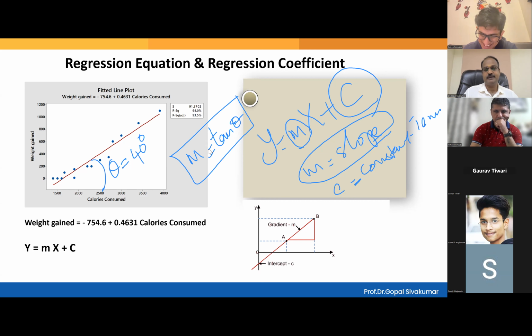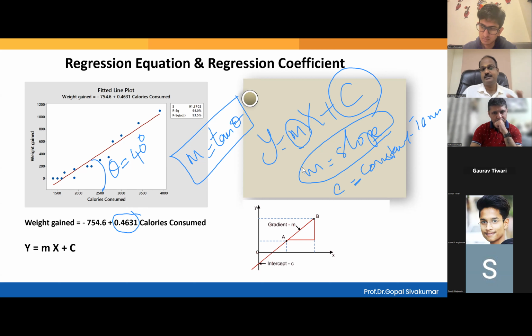Yes, sir. M equal to tan theta. You measure the angle, take the tangent. Now you got the M. This is nothing but 0.4631. You go to the trigonometric table for tan 40 degree or tan 42 degree, you will see this 0.4631. Clear?